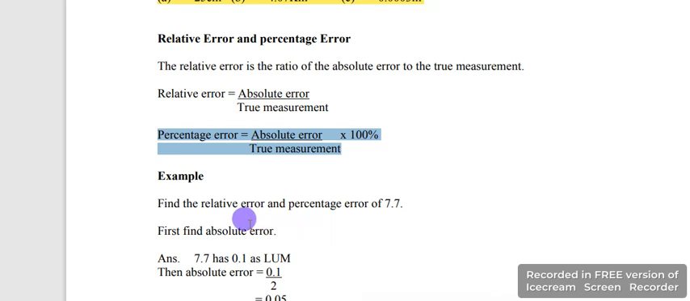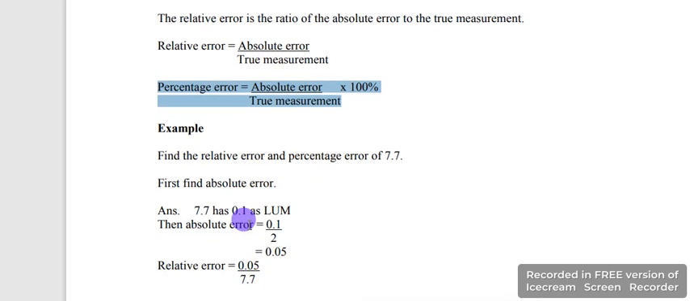We have the example there, the example given, which is: find the relative as well as the percentage error for 7.5.